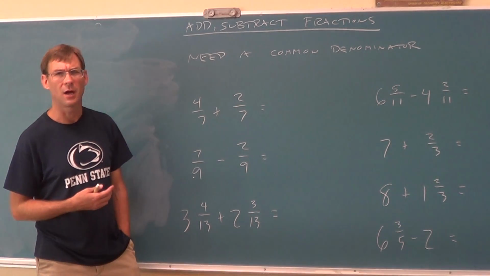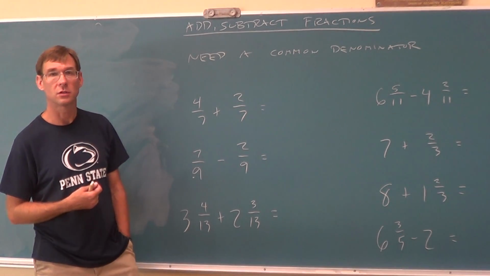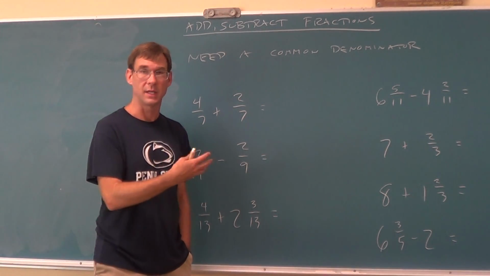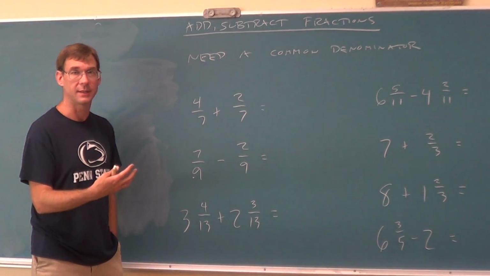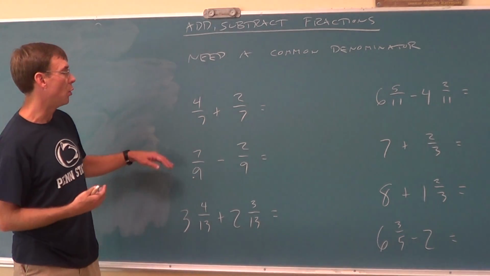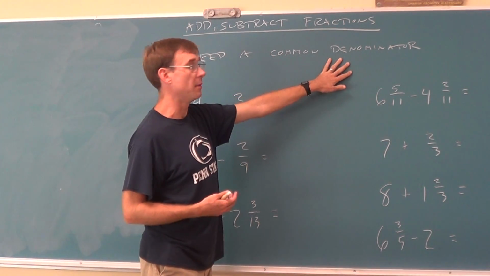A few days ago we had a lesson with greatest common factors. It was in both of their lists of factors. Common just means it's shared, it's matched, it's the same. So we need to have common denominators. Common meaning same, denominator meaning bottom.